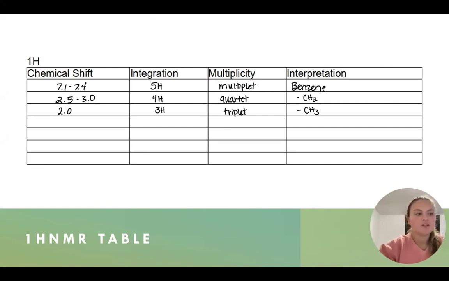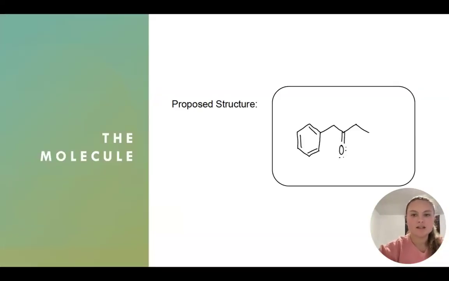So all of this information helps us to determine what this sample might be based off of the molecular formula. And I concluded that this would be the proposed structure. The IUPAC name for this is 1-phenylbutanone.